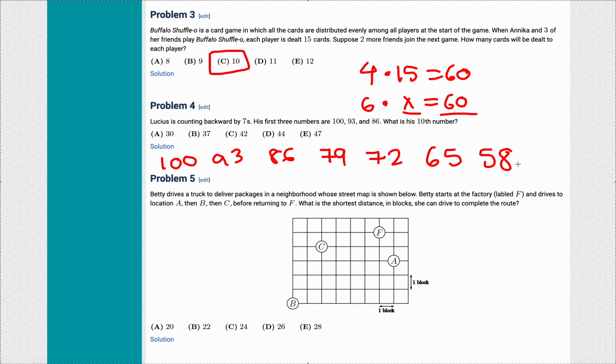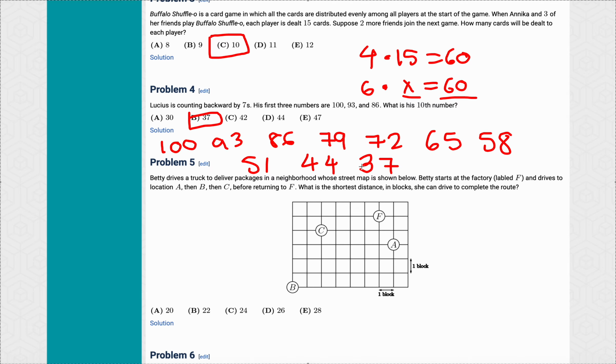Or 1, 2, 3, 4, 5, 6, 7. So we need 3 more numbers. So let's just write 3 more numbers. 51. Then it's going to be 44. Then it's going to be 37. So 1, 2, 3, 4, 5, 6, 7, 8, 9, 10, 37. That's answer B. Literally just counting backwards didn't take that long.